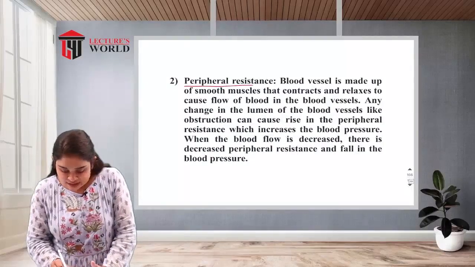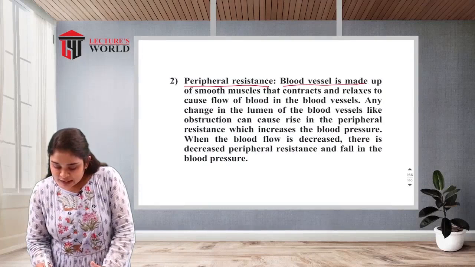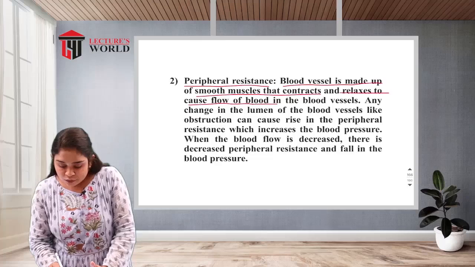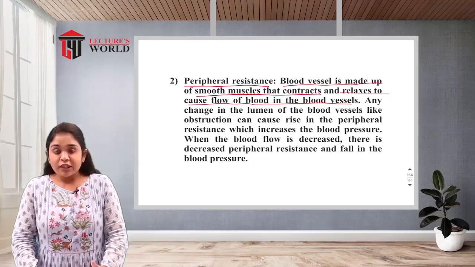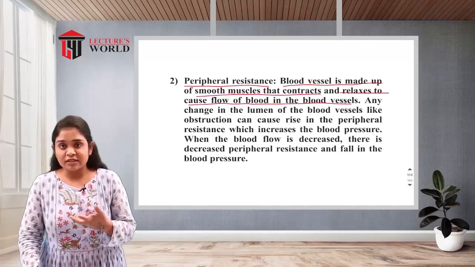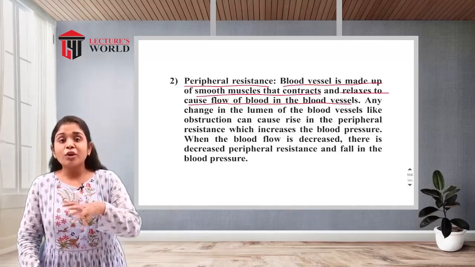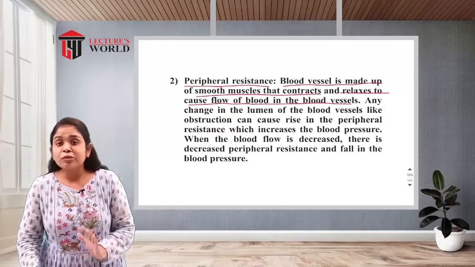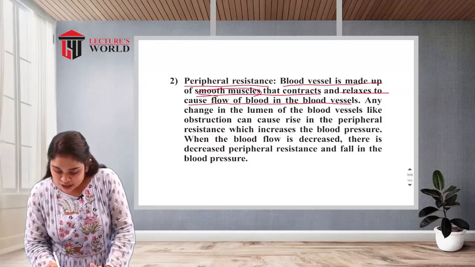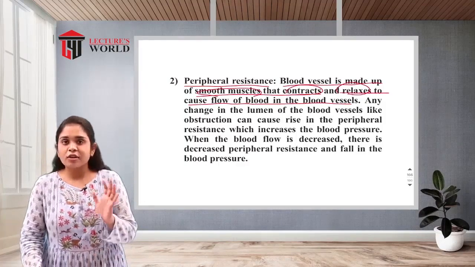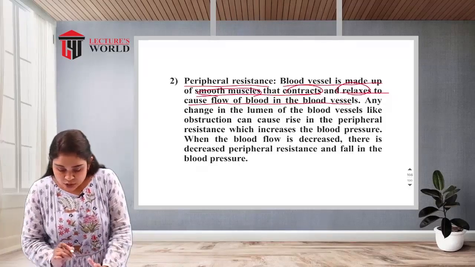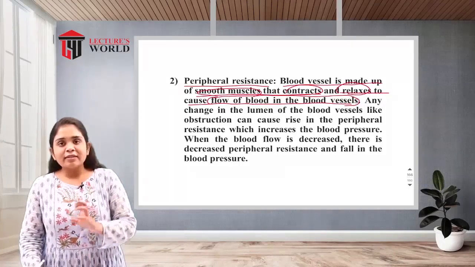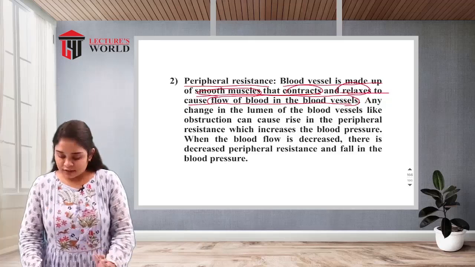Then after that, peripheral resistance. So what is it? The blood vessel is made up of smooth muscle that contracts and relaxes to cause the flow of blood into the blood vessels. Here we are talking about the blood vessels, the ones carrying the blood. All the blood vessels are made up of smooth muscles, which will contract and relax. By that, the blood will be filled inside the blood vessels.